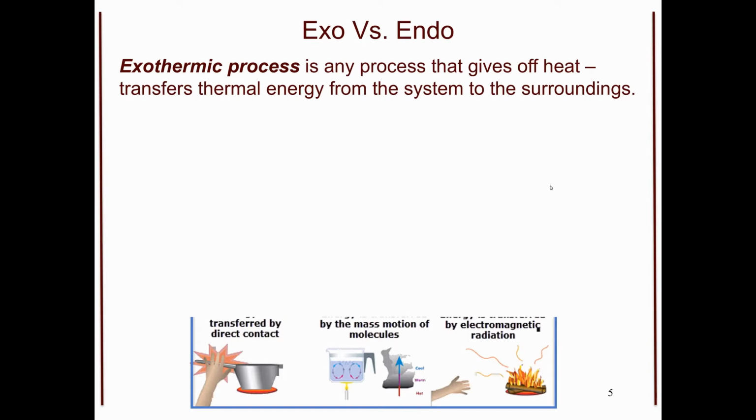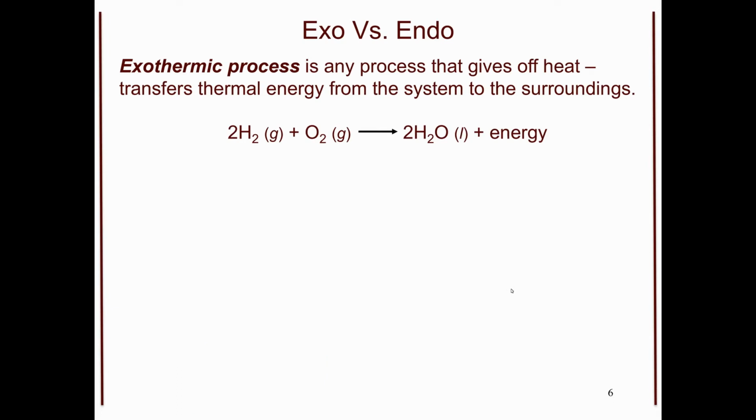An exothermic process is any process that gives off heat. This means that we are going to transfer thermal energy from our system into the universe or our surroundings. So if you'll see this reaction, I have two hydrogen gases plus O2 gas going to form 2 moles of liquid water, and you will see that I form energy. If energy is seen in the products, this means that this is going to be an exothermic process.